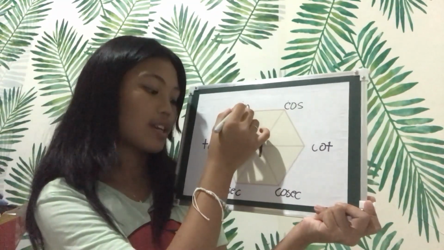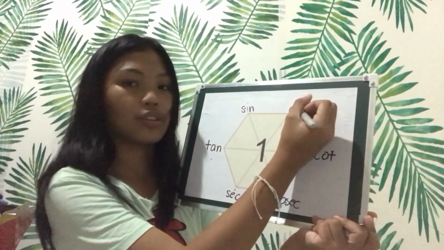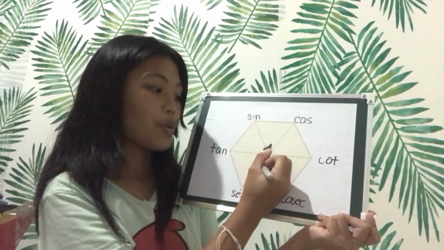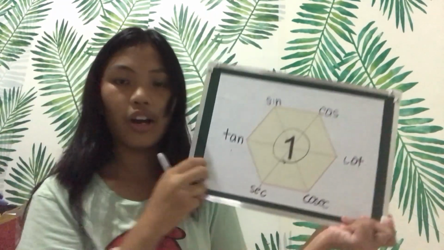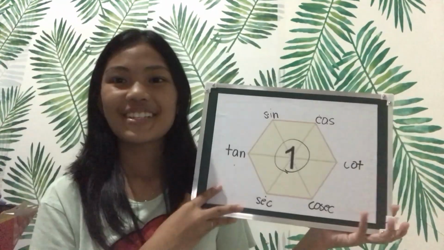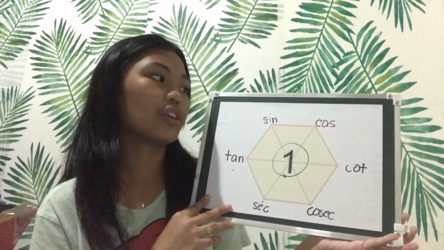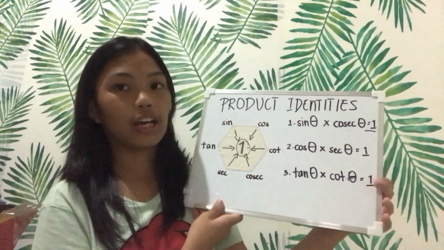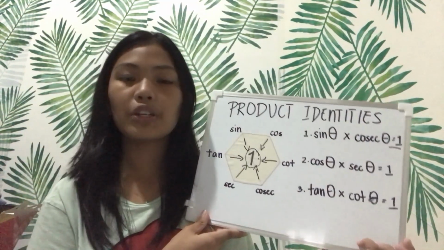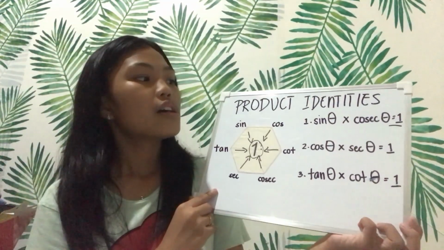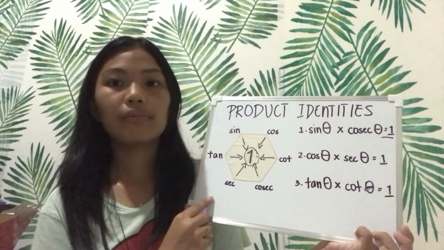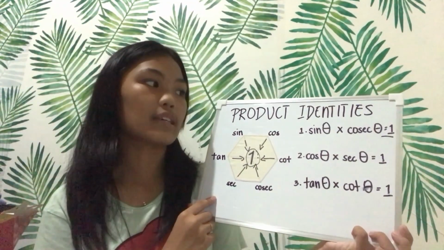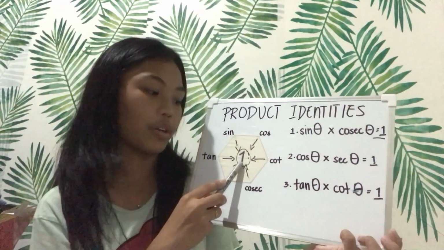Cosec is opposite to sin, and sec is opposite to cos. Now, we have one in the middle of the super hexagon. So now that we have learned about the super hexagon, let us now move into the product identities. In the product identities, if we multiply the function by its opposite vertices, then we will get a 1.